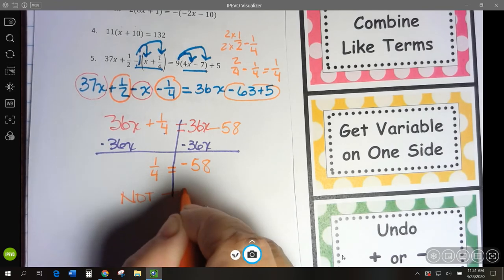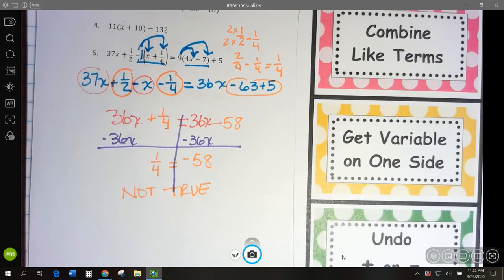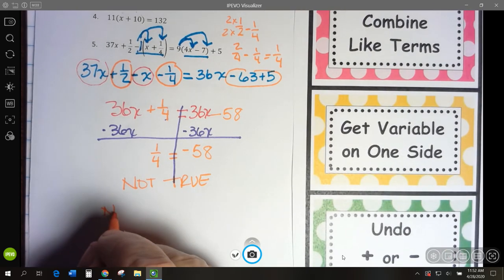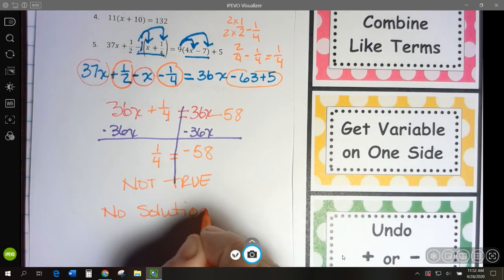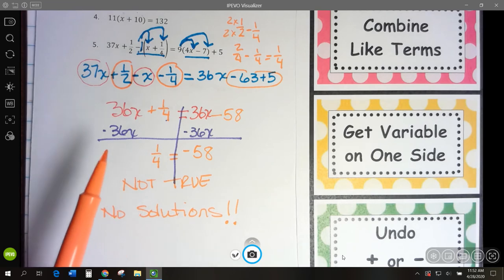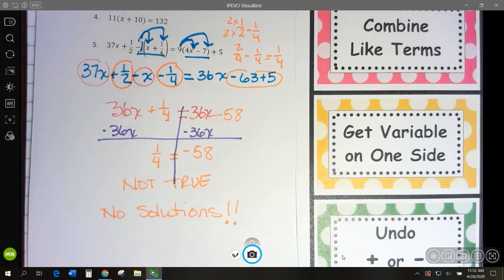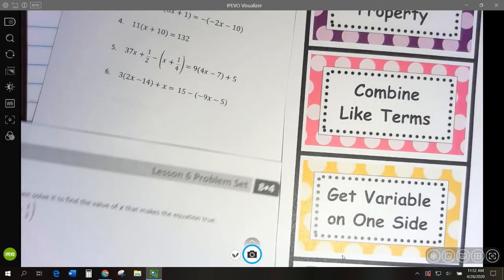That's not true. Remember, if we come up with a solution like that's not true, then we know that there are no solutions to the problem. No solutions. There's no number that we can put in for x that will ever make this true. Can't be done. Let's go on to number 6.